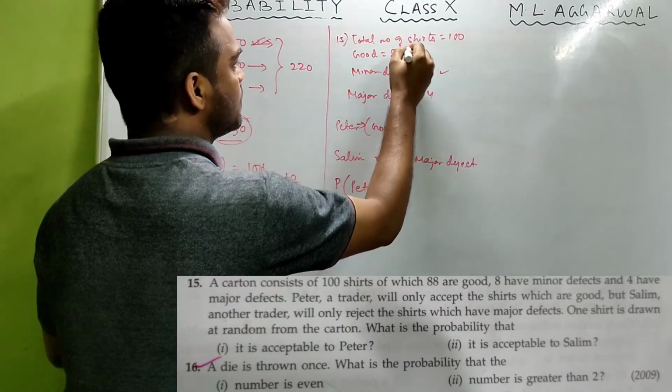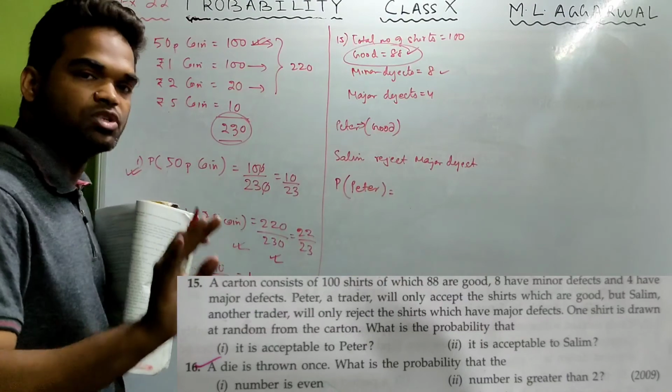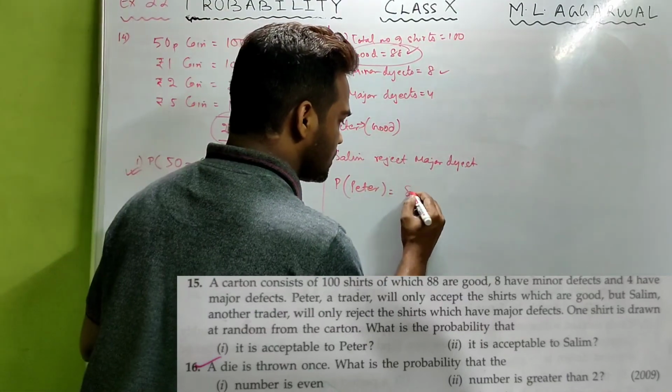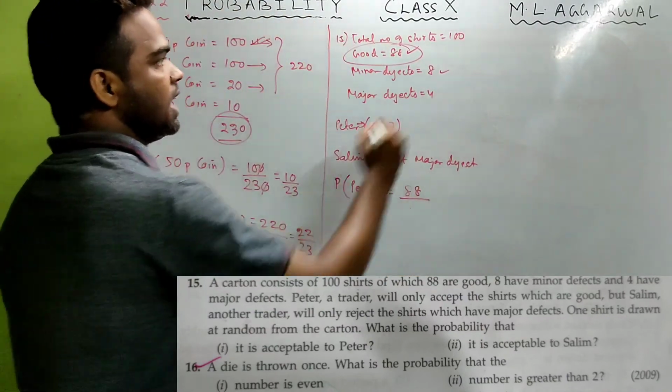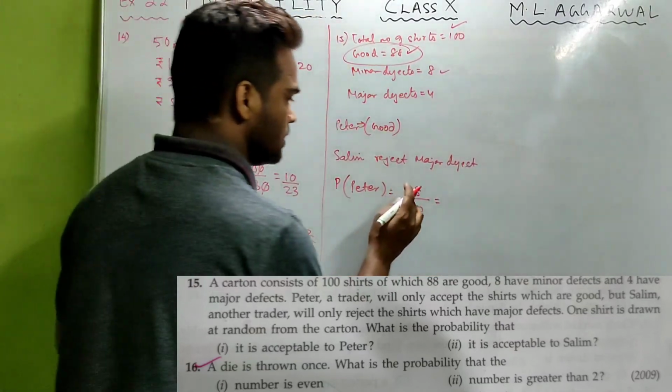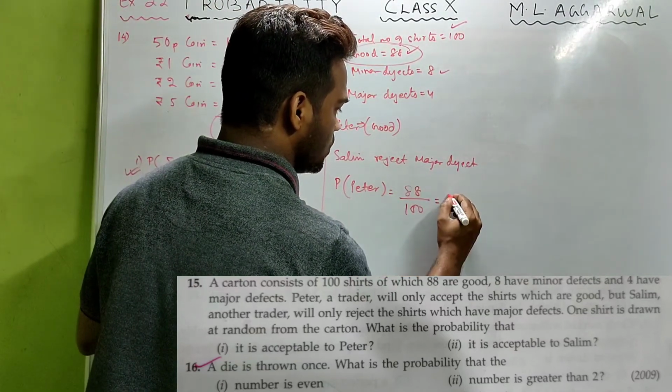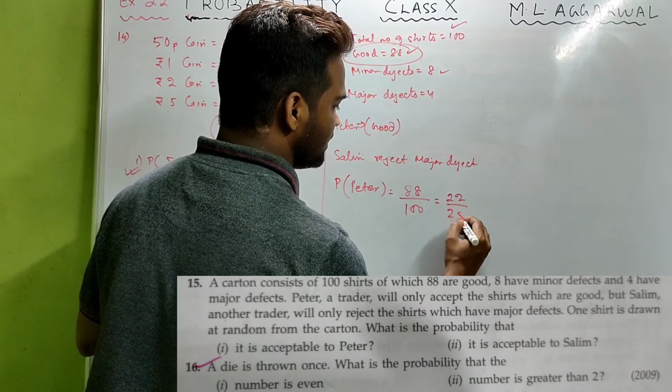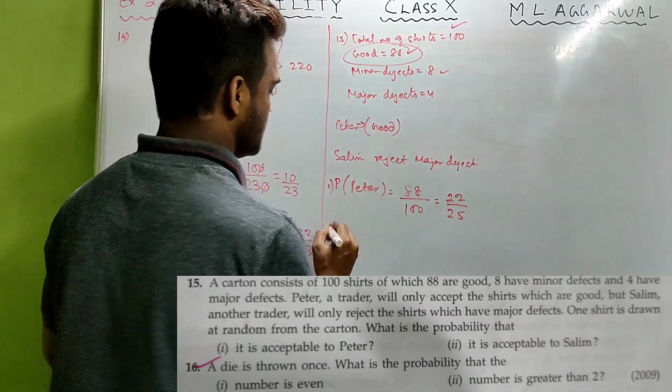See, Peter will take only those shirts which are good. So his favorable outcome is 88 out of total, that's 100. Am I clear? So that's 22 by 25. Done.